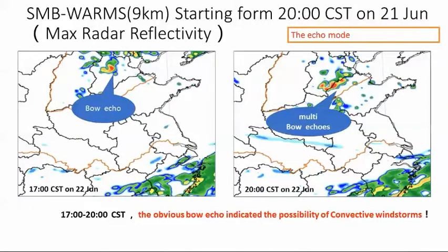Here is the model composite reflectivity forecast at the initial time of 20 o'clock CST. The left is at 17 o'clock. The right is at 20 o'clock. So we pay more attention to the echo mode. In the left image, the bow echo, and in the right image, multiple bow echoes. From 17 o'clock to 20 o'clock CST, the obvious bow echo indicates the possibility of convective windstorms.